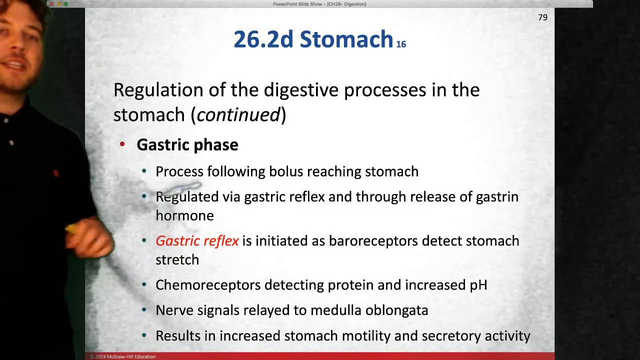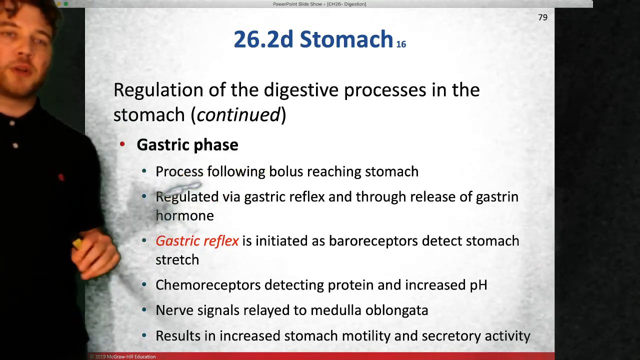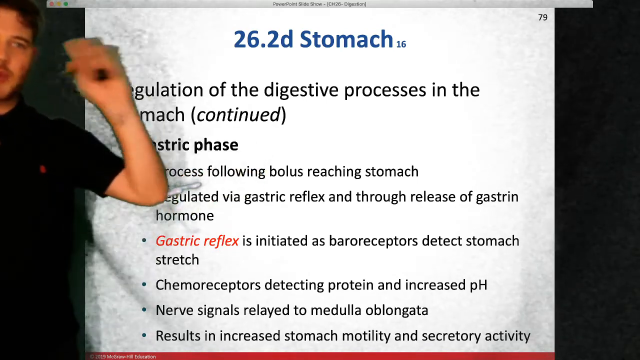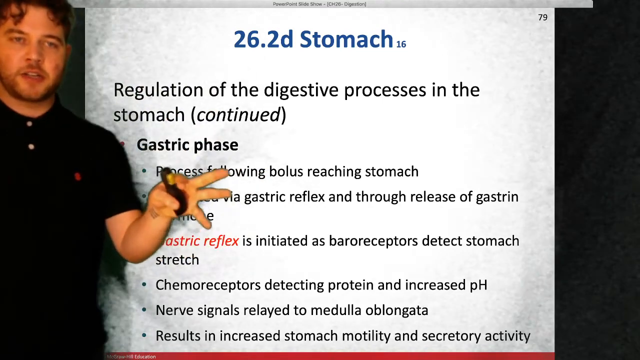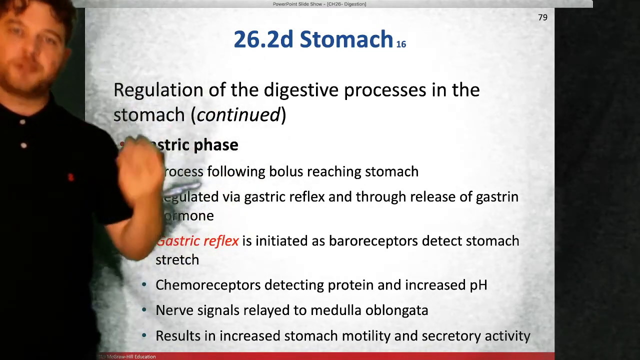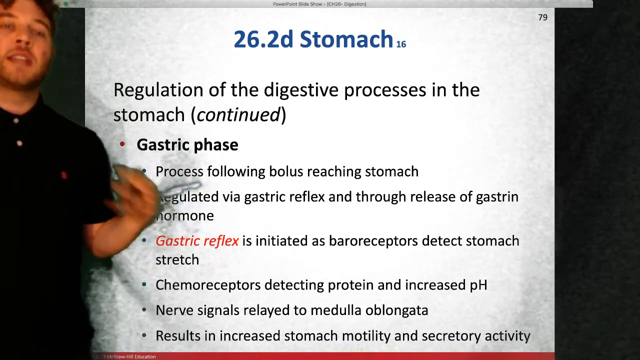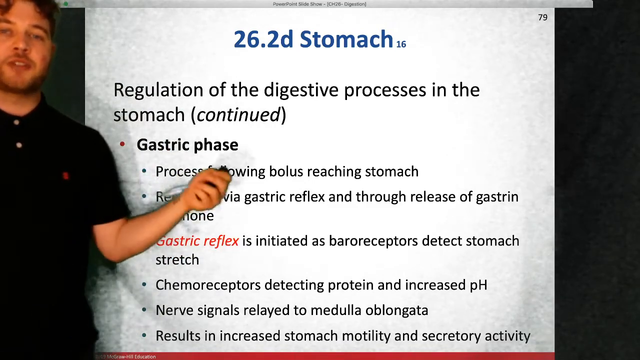The gastric phase then is the process following the bolus reaching the stomach. So the cephalic phase, you haven't even eaten yet. You might not even have food in front of you, but you're just thinking about it and it's already starting. Then once you have actually gotten your food, you have chewed and swallowed it, that bolus then enters your stomach and your gastric phase begins.